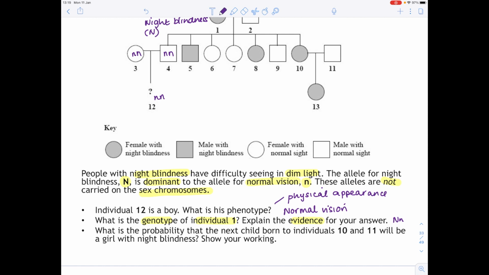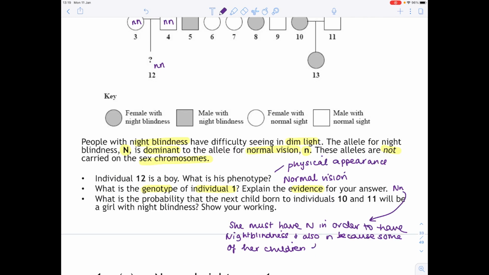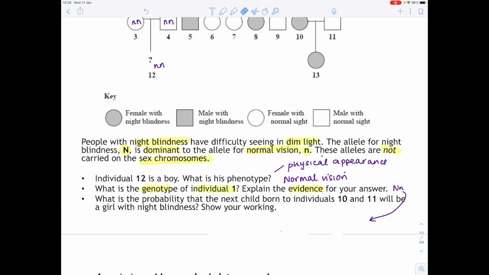So let's write a reason for that. So she must have a capital N in order to have night blindness, and also a lowercase n because some of her children have normal vision. So make sure you write that down, because I'm now going to rub it out so we can write the third answer nice and easily without getting muddled.